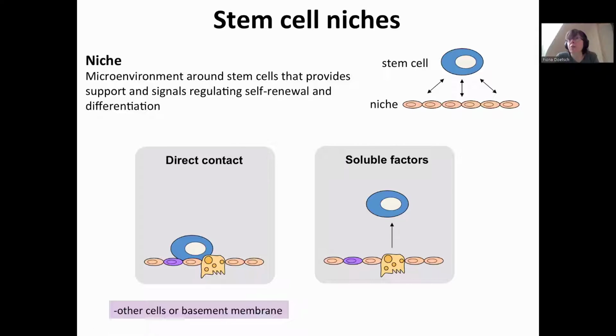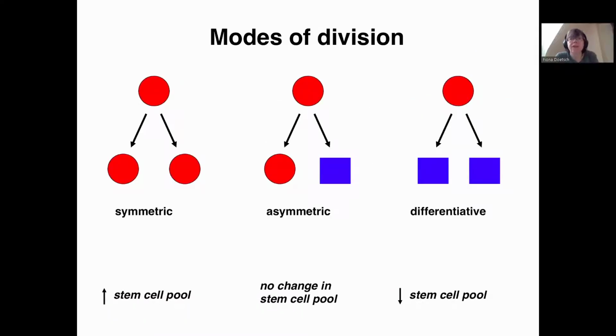So, one of the key open questions in many fields is which niche factors influence stem cells, and can we recapitulate these in vitro to try and model this in vitro? So, finally, stem cells can undergo different types of division. So people often think of stem cells as undergoing asymmetric divisions, where a stem cell gives rise to another stem cell and a differentiated cell. And this means that the stem cell number stays the same over time.